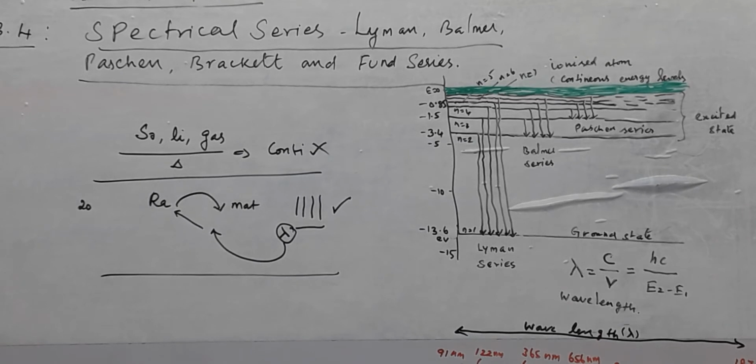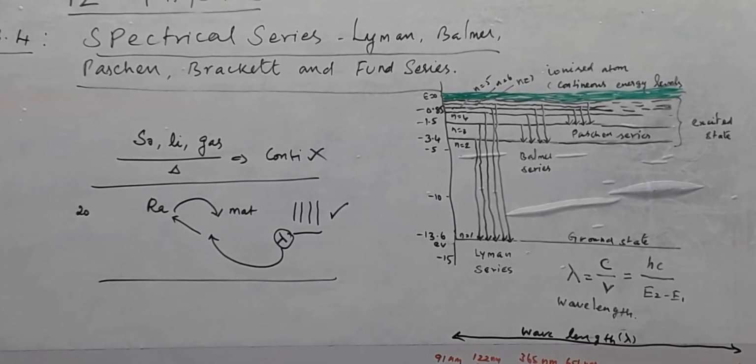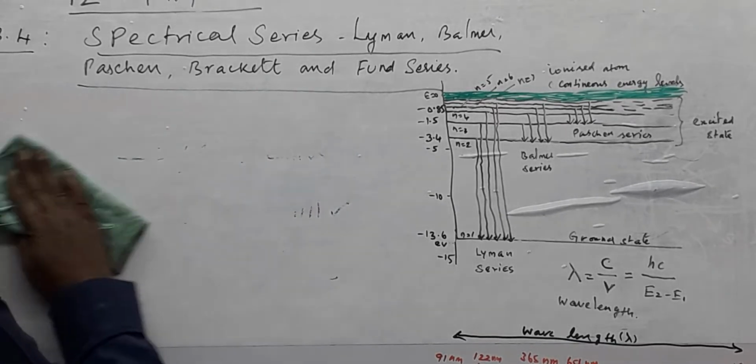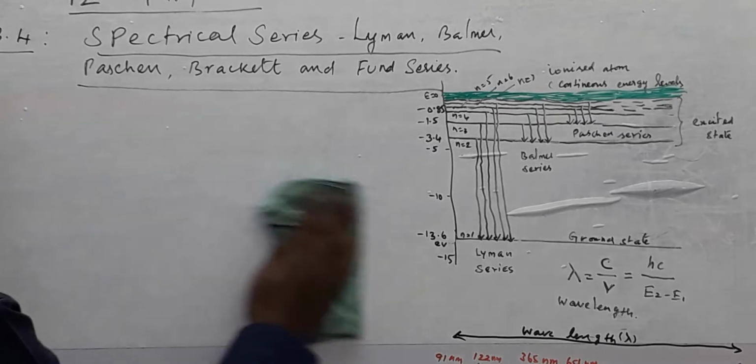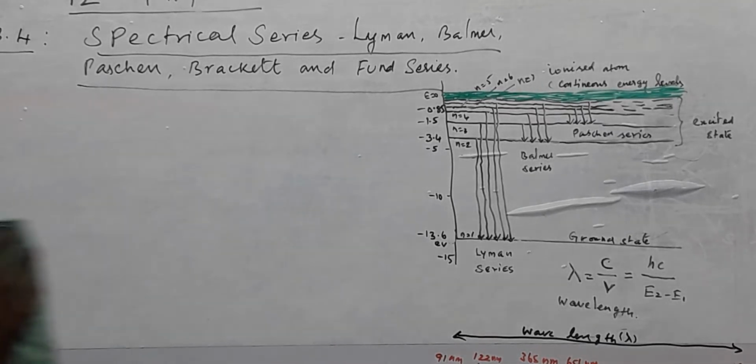That's the thing that we are going to study, already about the continuous and line spectra. Today we are going to explain the spectral series of Lyman, Balmer, Paschen, Brackett and Pfund series according to the line spectra for a hydrogen atom. There is a very important 5 mark question that you have to clearly understand.